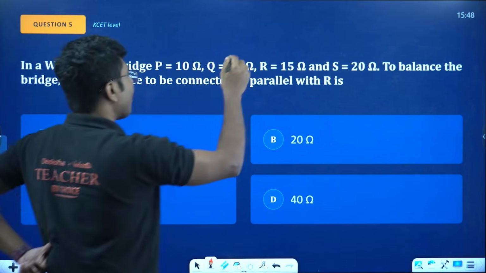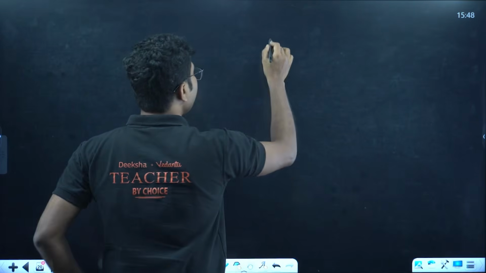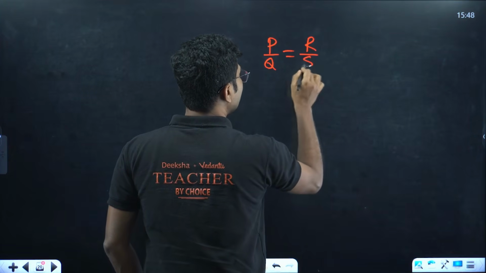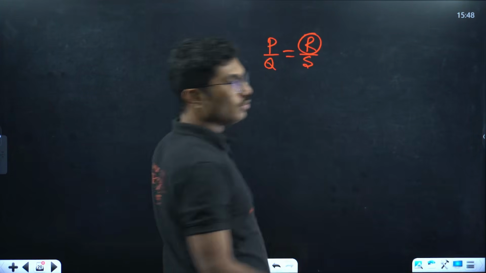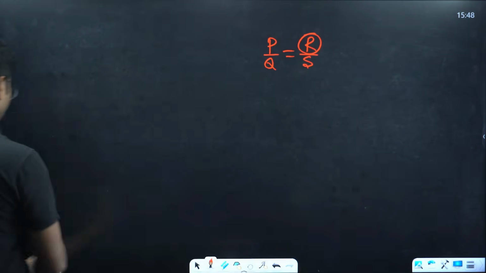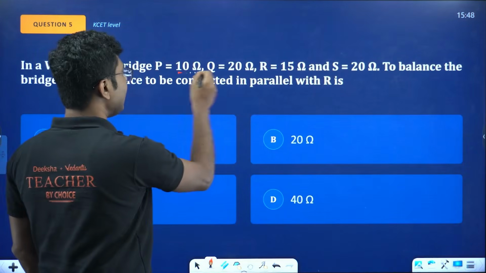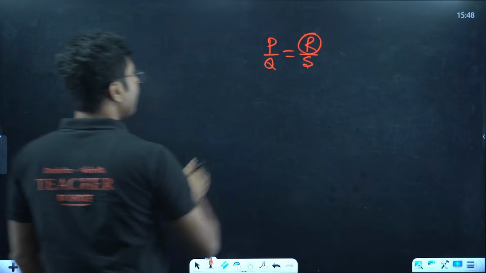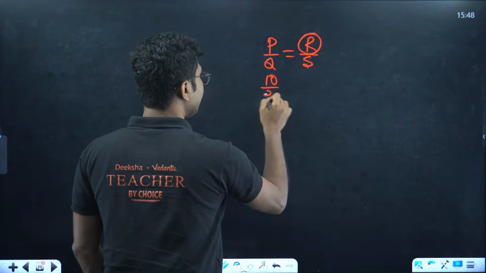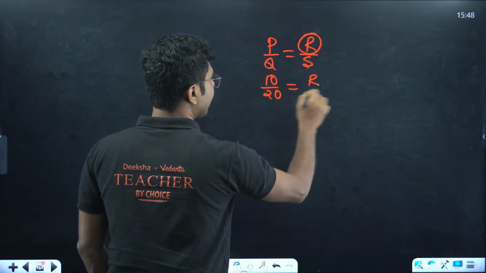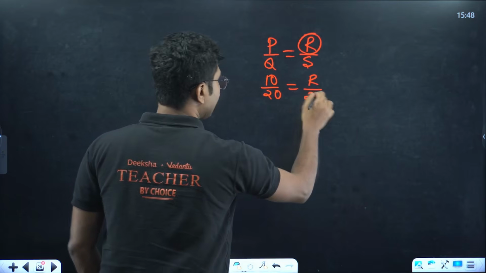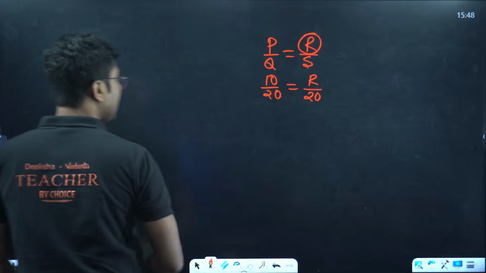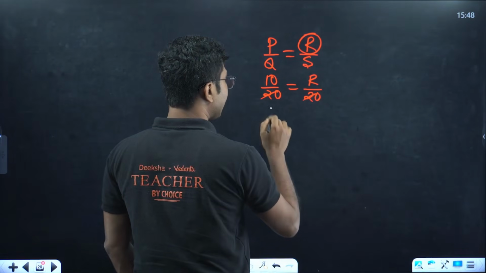For the balanced condition of the Wheatstone bridge, we know that P upon Q equals R upon S. Because we are adding a resistance to R, we will keep it blank for now. We will use the other resistances P, Q and S. P is 10, Q is 20, R is what we are trying to find out, and S is also 20 ohm. Now obviously 20 cancels and you get R equals 10 ohm.